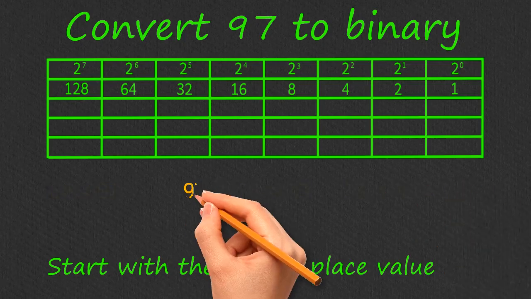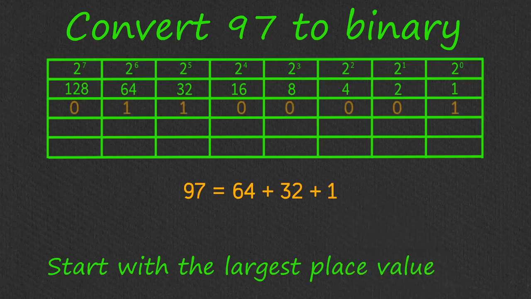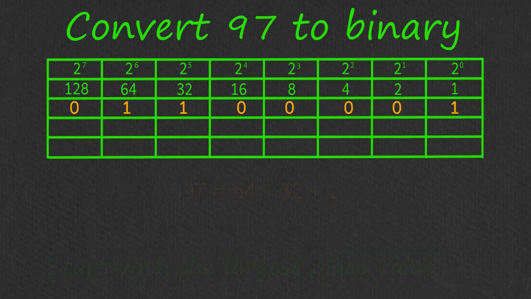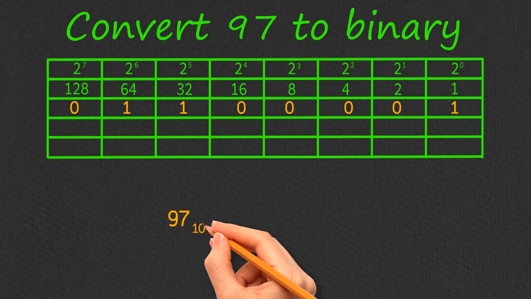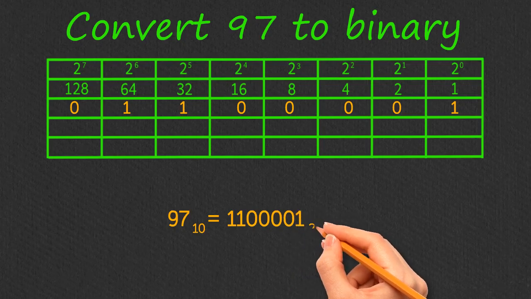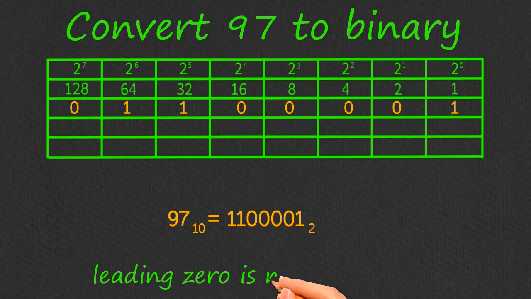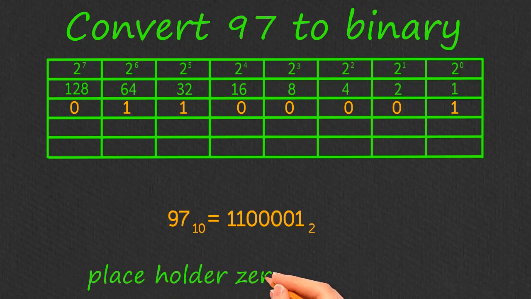So 97 is equal to 64 plus 32 plus 1. So here is the filled binary place value table. Therefore, 97 in decimal is equal to 1100001. Again, we left out the leading zero when copying the binary number from the table, as that does not contribute to the value of our binary number, but we kept the placeholder zeros as they are vital for communicating the correct binary values.